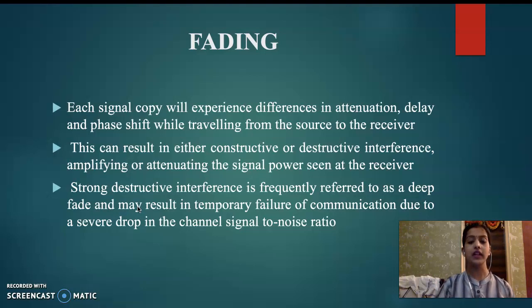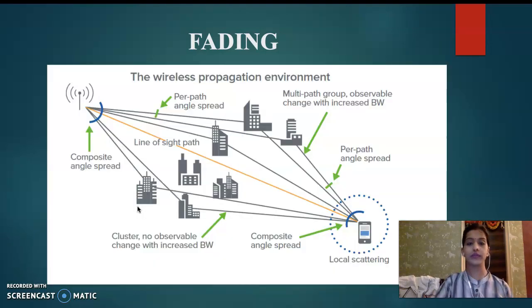This can result in either constructive or destructive interference, amplifying or attenuating the signal power seen at the receiver. Strong destructive interference is frequently referred to as a deep fade and may result in temporary failure of communication due to a severe drop in the channel signal to noise ratio.